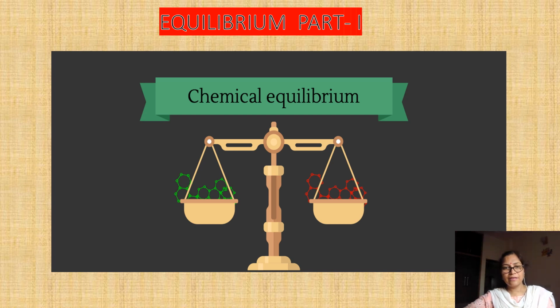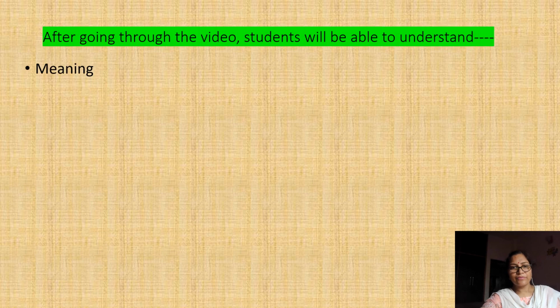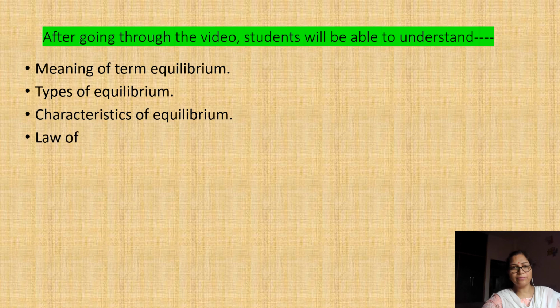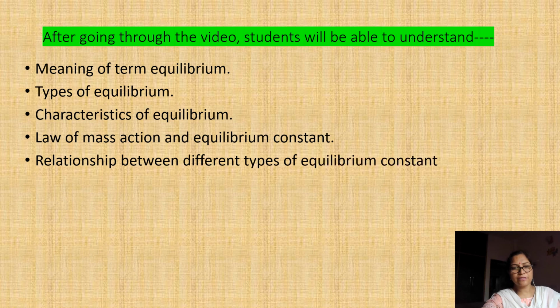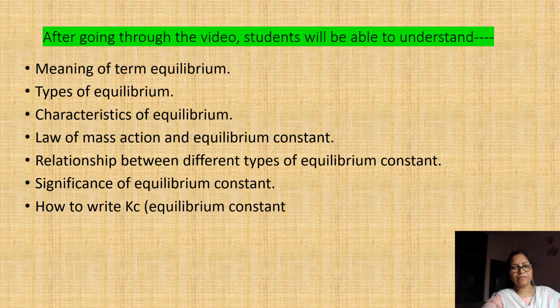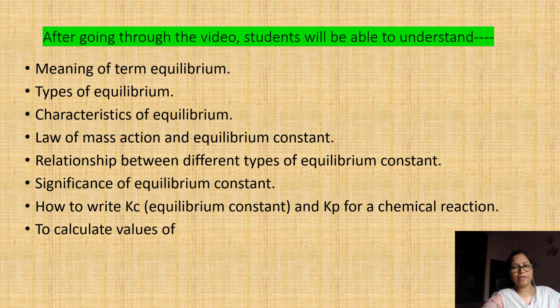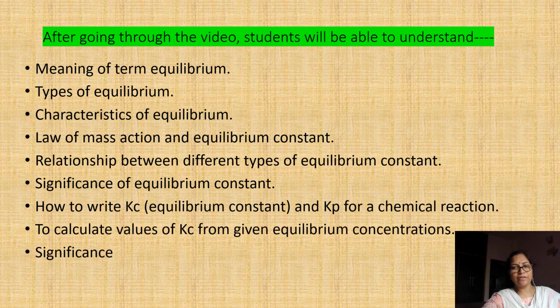Hello everyone. In this video we are going to study about the chemical equilibrium. After going through the video, students will be able to understand meaning of term equilibrium, types of equilibrium, its characteristics, law of mass action, relationship between different types of equilibrium constants, significance of equilibrium constant, how to write Kc and Kp, to calculate the values of Kc from given equilibrium concentrations, significance of Qc, that is the reaction quotient.